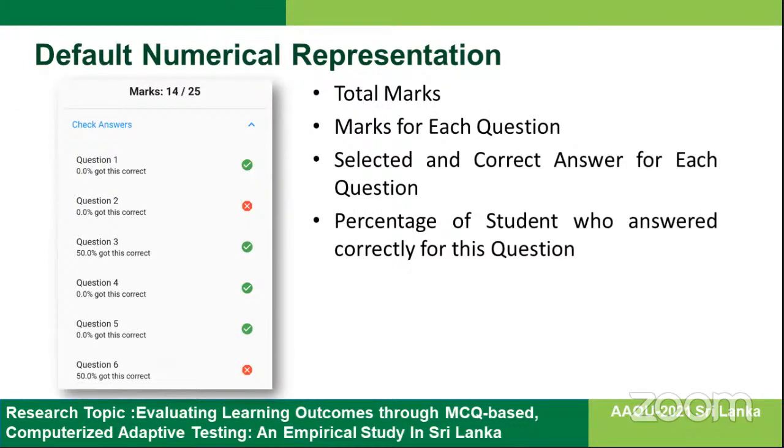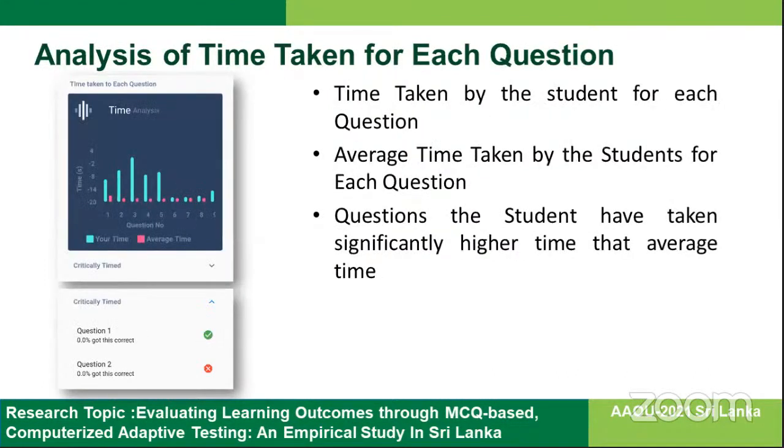When it comes to the first one, default numerical representation, you could see total marks, marks for each question, the selected and correct answer for each question, and the percentage of students who answered correctly for this question. When it comes to the second one, analysis of time taken for each question, under that you can see the time taken by the student for each question, then the average time taken by students for each question. Third, the questions the students have taken significantly higher time than the average time.